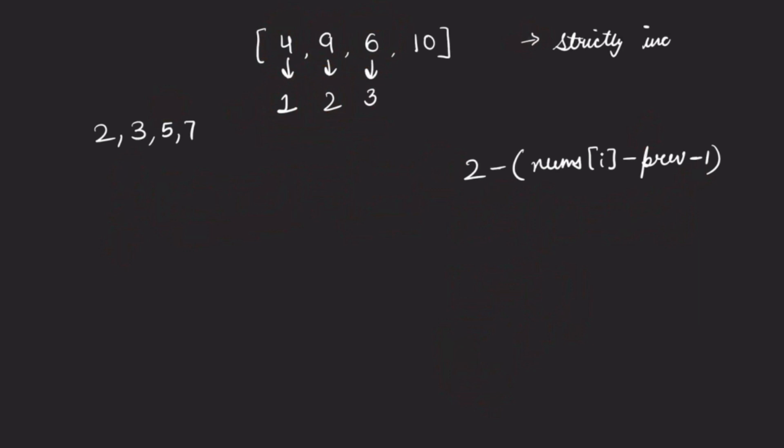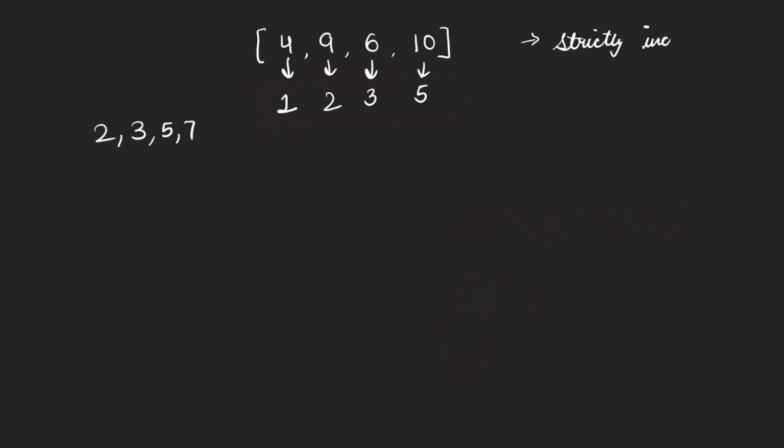Right? And then if we check for 10, it will be 2 to 10 minus previous is 3 minus 1. So it will be 2 to 6, and the largest prime number will be 5 in this case. So we will do 10 minus 5, which will be 5. Right? And you see, this is a strictly increasing array. So we can say that in this case, our answer is going to be true.